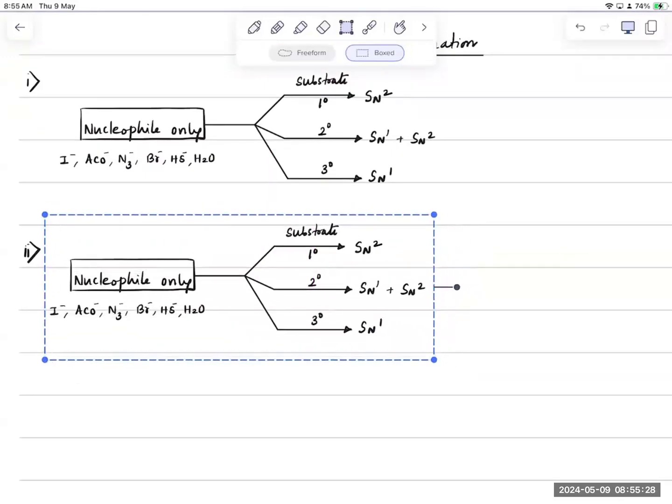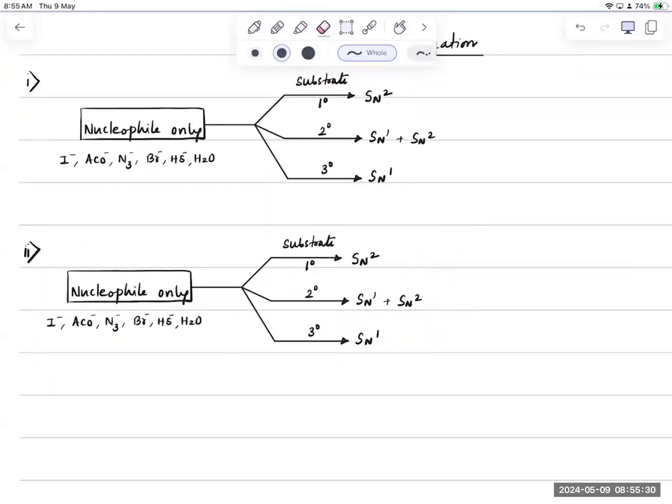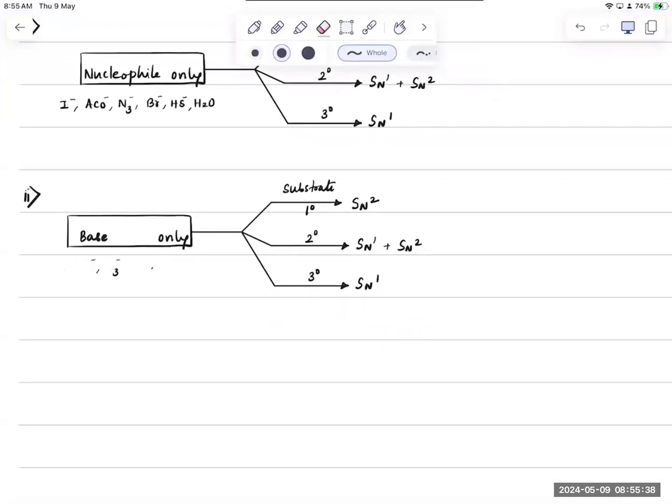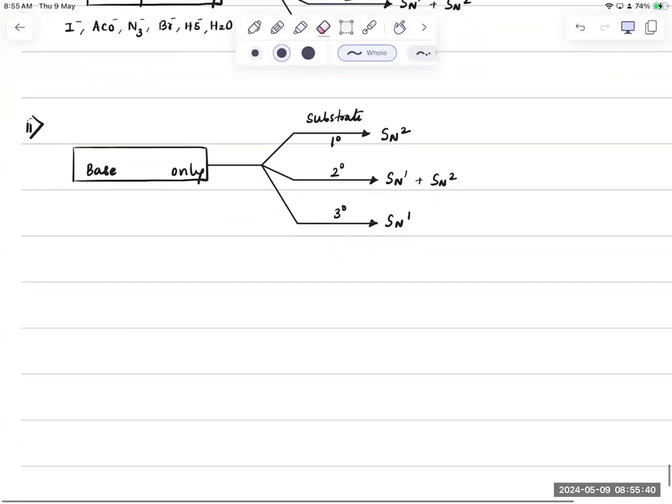Second case, if you notice, this time base only. This is not acting like a nucleophile. Base only. So that means these reagents will only act like base. They are not very good nucleophiles at all.